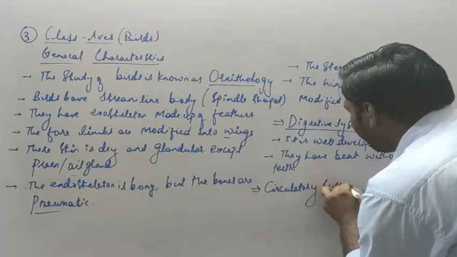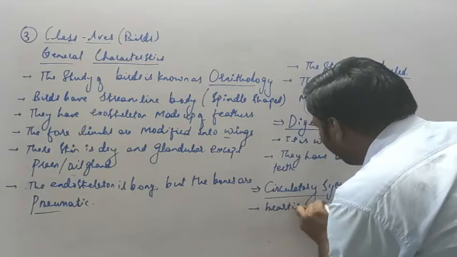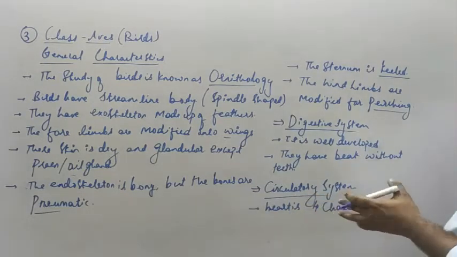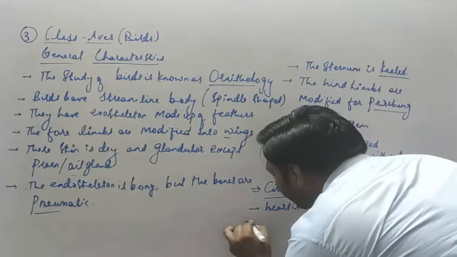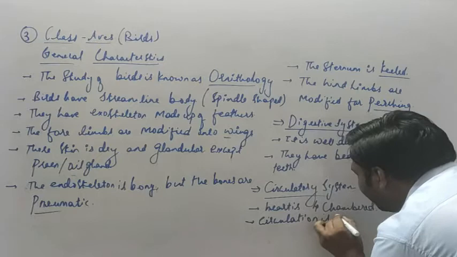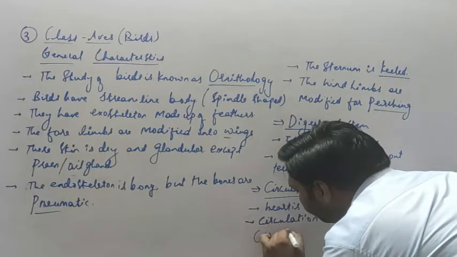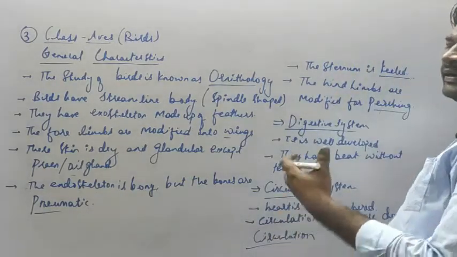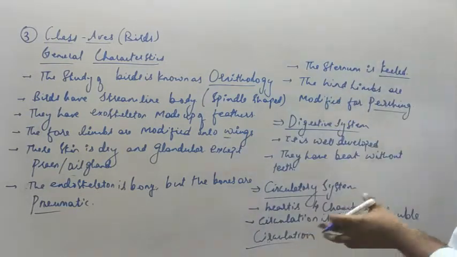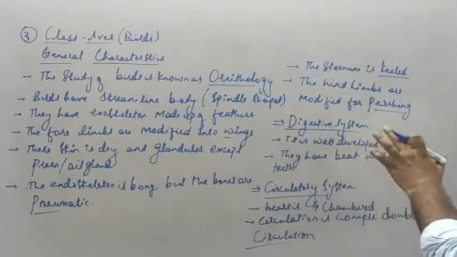The next, another, that is the circulatory system. The heart is four chambered. That means they can regulate complete double circulation. That means there will be a different passage for deoxygenated blood and a different passage for oxygenated blood. So that is how the circulatory system can be seen in birds. Apart from this, we are going to discuss some more points again, so you can pause the video and note down the points.